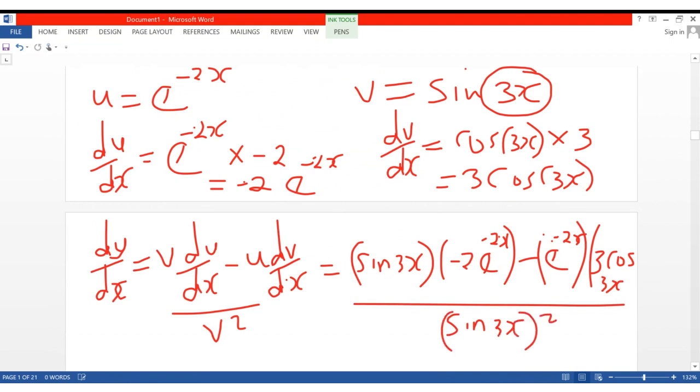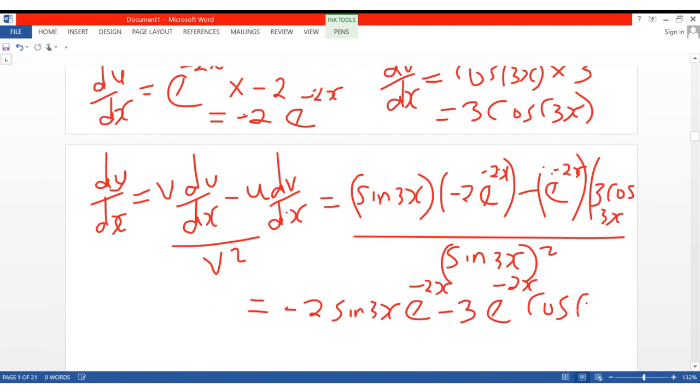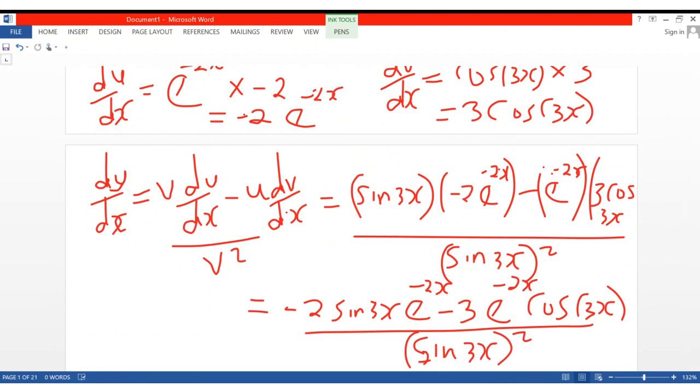What I'll just do is bring the constant in front. You cannot simplify any further. So I'll bring the 2 in front, and I'll have negative 2 sine 3x exponential negative 2x. I can bring the other constant 3 in front. So I'll have negative 3 exponential negative 2x and then cos 3x, and then all over sine 3x squared. And then I'm done with that. So the only simplification I'm requesting from you is to bring the constant in front.